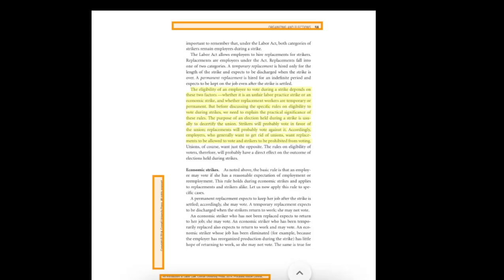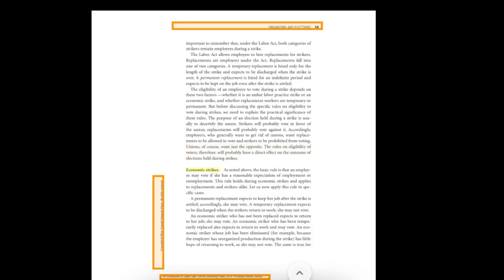The purpose of an election held during a strike is usually to decertify the union. Strikers will probably vote in favor of the union. Replacements will probably vote against it. Accordingly, employers, who generally want to get rid of unions, want replacements to be allowed to vote and strikers to be prohibited from voting. Unions, of course, want just the opposite. The rules on eligibility of voters, therefore, will probably have a direct effect on the outcome of elections held during strikes.